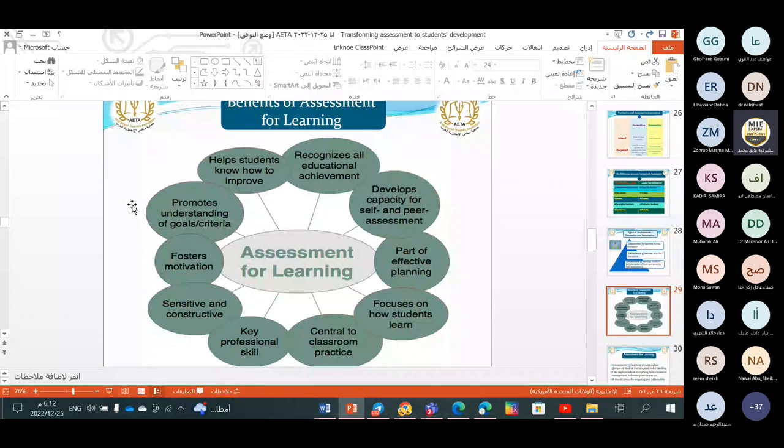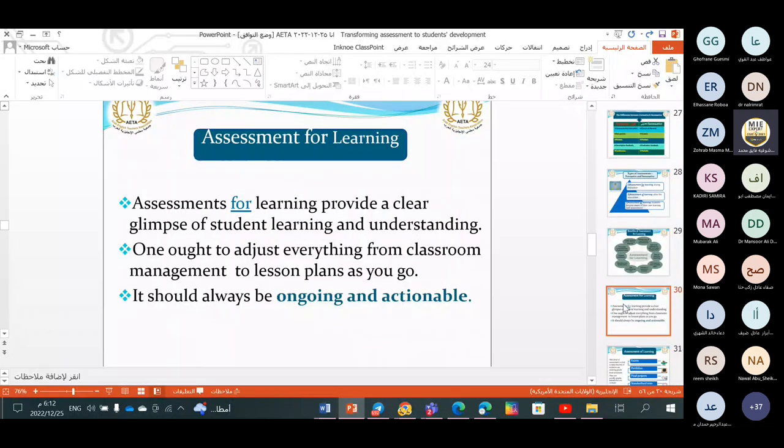Also, it promotes understanding of goals and criteria. And the other one, it helps students know how to improve. They know their weaknesses, their strengths, and how they deal with them, how to improve and develop themselves. So these are some important notes about the benefits of assessment for learning. Now, let's come another time to assessment for learning in detail. Assessment for learning provides a clear glimpse of student learning and understanding, so we should concentrate on this.